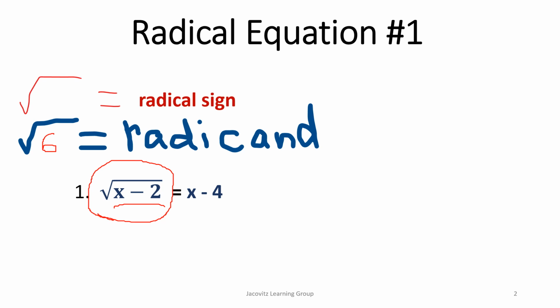So it's a full radicand, which means we can't start just going minus 2 or plus 2, the opposite over here, and then changing the equation and getting x minus 2. We can't do that yet. So just keep in mind, whatever is under that radical sign, it has to stay there.